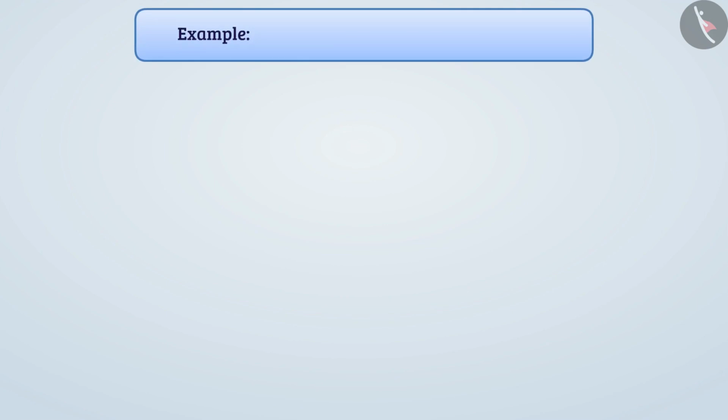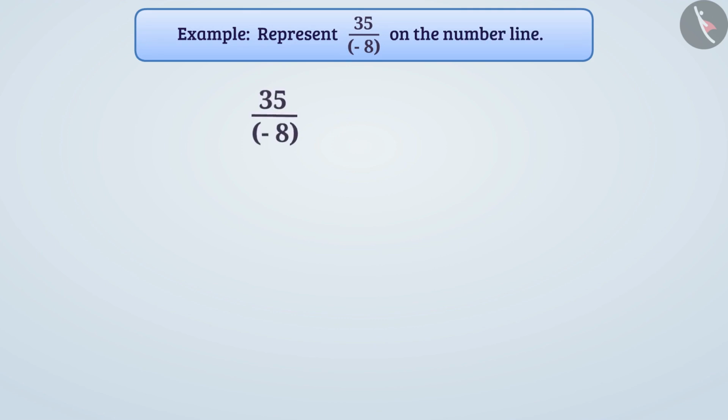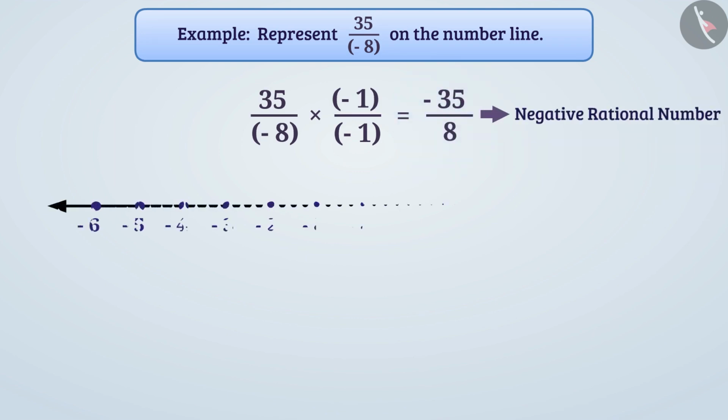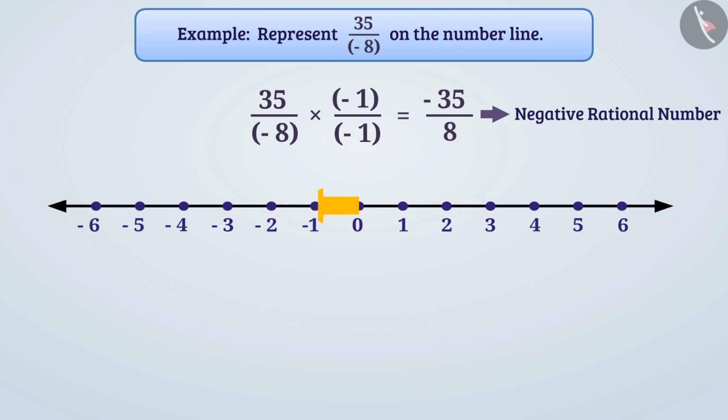Next example, represent 35 by minus 8 on the number line. If the denominator of a rational number is negative, first we make it positive. For this, we multiply both the numerator and denominator by minus 1 so that there is no change in the value of the number. This will give us the rational number minus 35 by 8. Minus 35 by 8 is a negative rational number, so its position is to the left of 0.